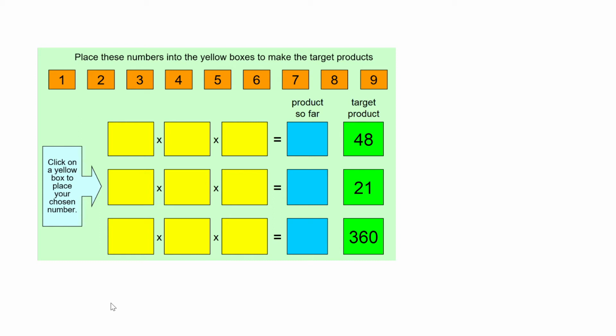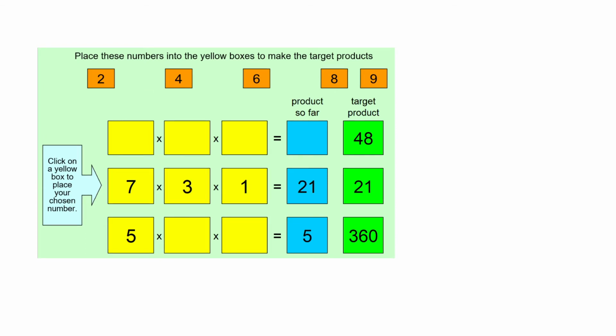Now you're going to need a little strategy in order to solve these puzzles, and what I'm going to do is share with you my strategy. Now I decided that I was going to start off by placing the numbers 7 and 5 in the yellow boxes. Now I placed the number 7 in the middle row because I know that 7 is a factor of 21. And I placed the number 5 in the bottom row because 360 is a multiple of 5. All multiples of 5 end in a 5 or a 0. 21 and 48 don't have a 5 or a 0 in the ones column, so they're not multiples of 5.